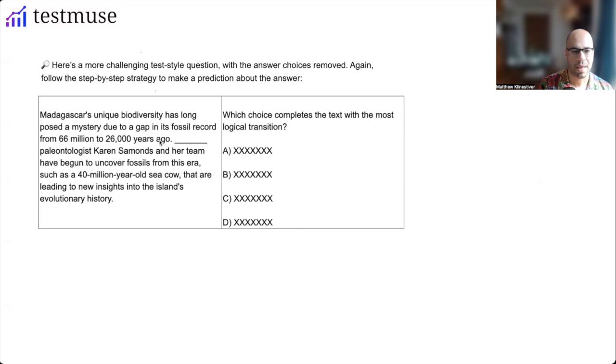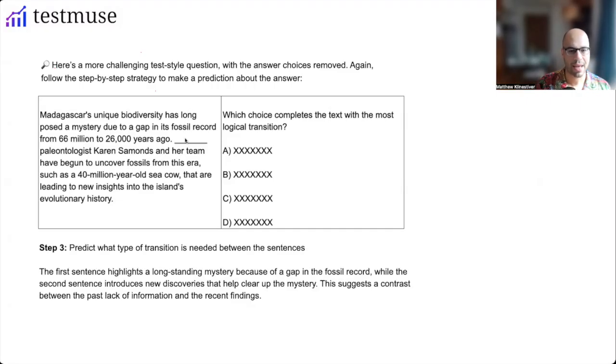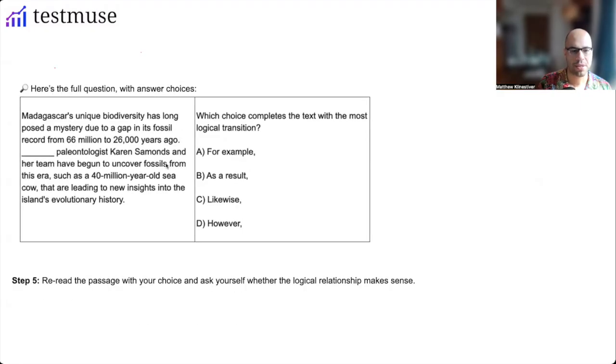Is this just addition? There has been a gap. In addition, we've started to uncover fossils from that era. This seems like it's a separate point, right? It's not a pure addition because we're actually going against that. So I'm going to say that the type of transition we need is actually a contrast, right? All right, let's look at our answer choices then.